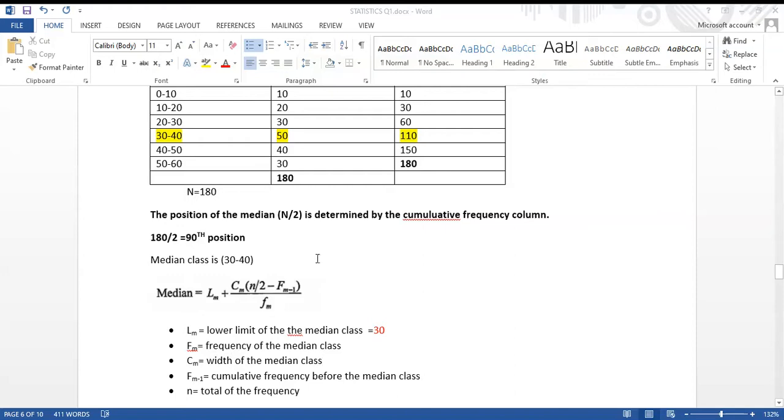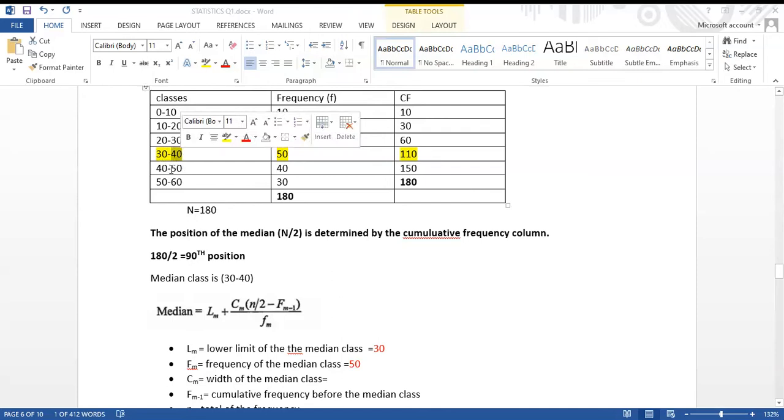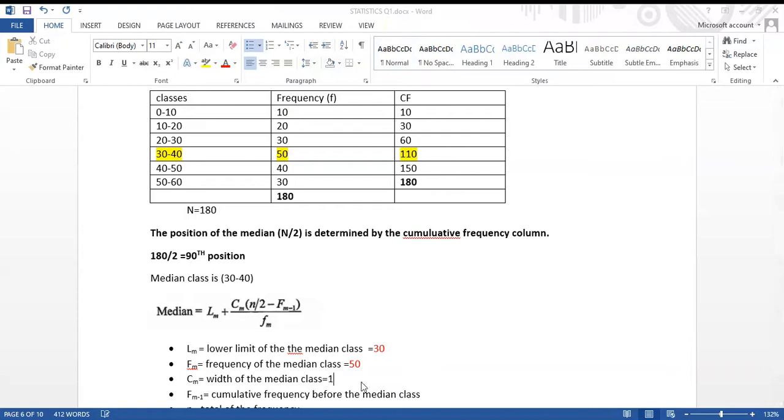The frequency of the median class is 50. The width of the median class, we calculated it last time. You can see the lower limit here, it's 30. The upper limit is 40. So 40 minus 30 gives us a class width of 10.